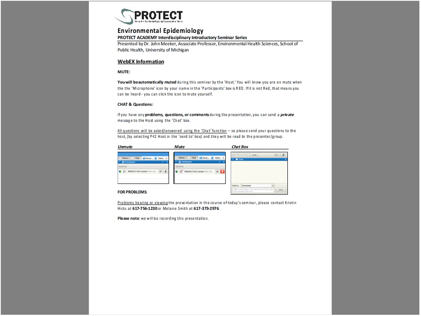Introduce John. John Meeker is an associate professor of environmental health sciences, and he's also the associate dean for research at the University of Michigan School of Public Health. He is, of course, leading one of our major projects in Protect. The project deals with phthalate exposure among women in Puerto Rico and looking into preterm birth.